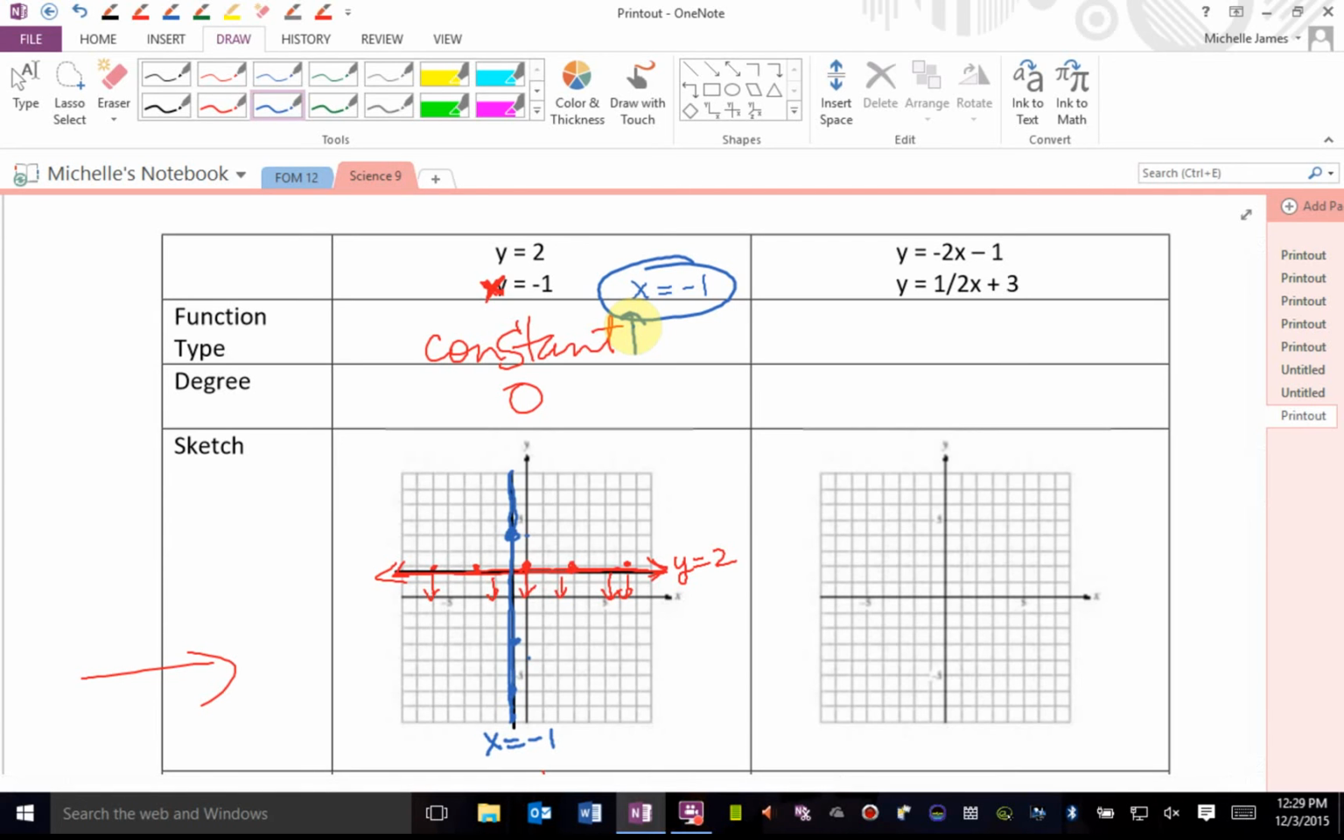Moving on to the second kind, any idea what they are? What type of functions they are? Linear.